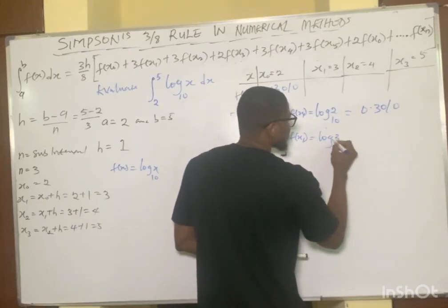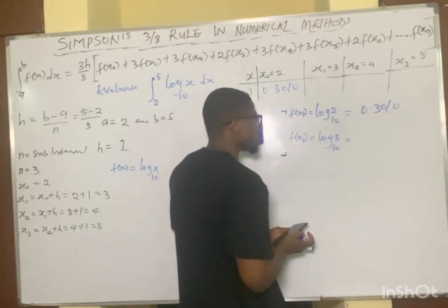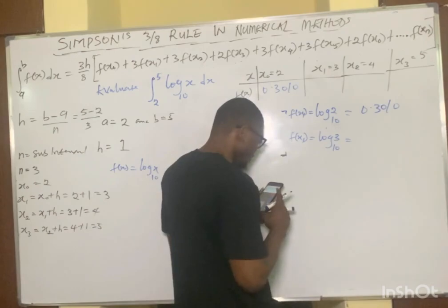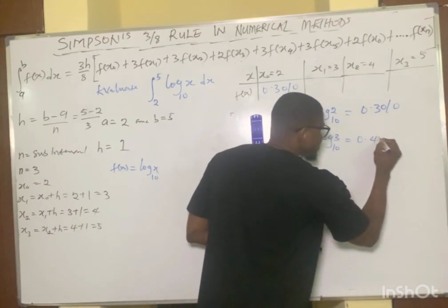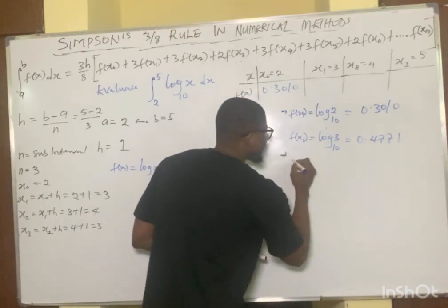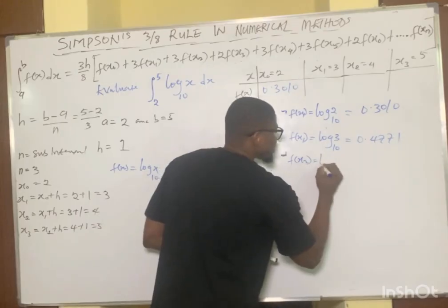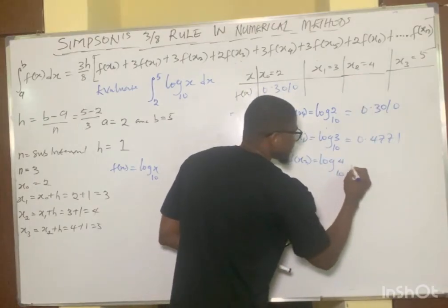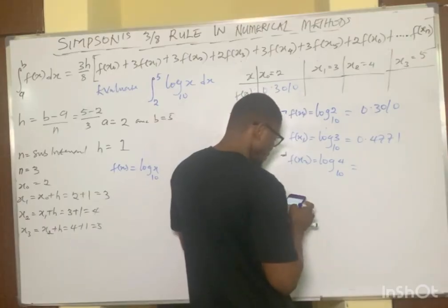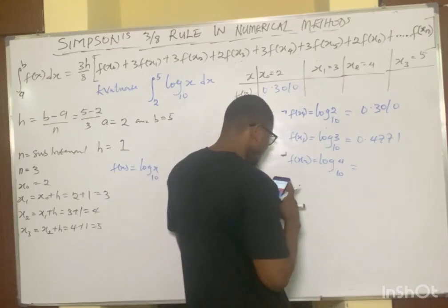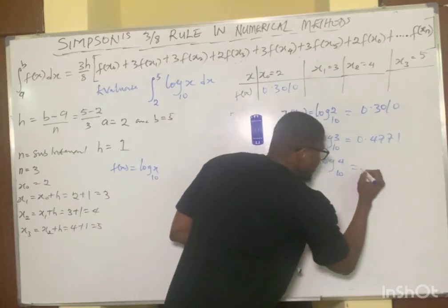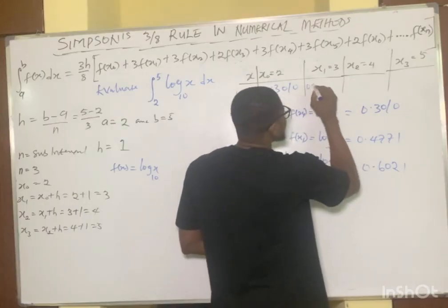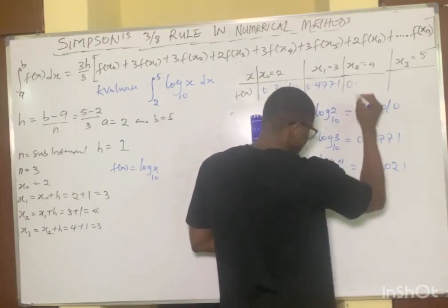Next we find f of x1, and that's equal to log x1, which is 3. So it becomes log 3 to base 10. And this is going to be, let's find log 3 to base 10. Log 3 to base 10 gives us 0.4771. Next, we find f of x2, and that's simply log x2, which is 4. So you have log 4 to base 10. This is going to be, let's find log 4. Log 4 is actually 0.6021 approximately, okay?